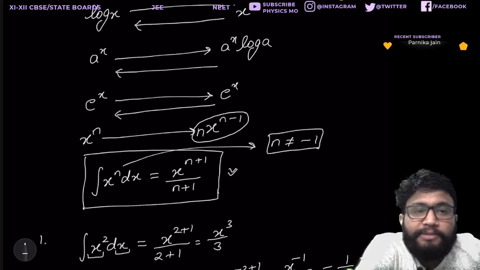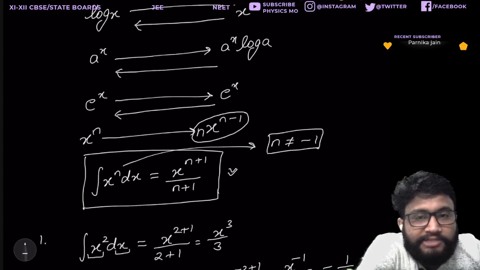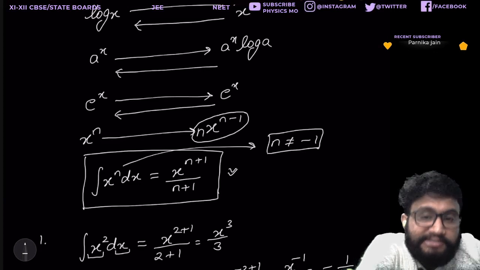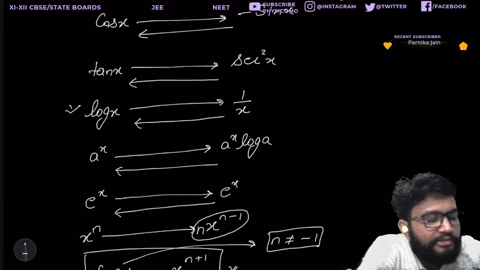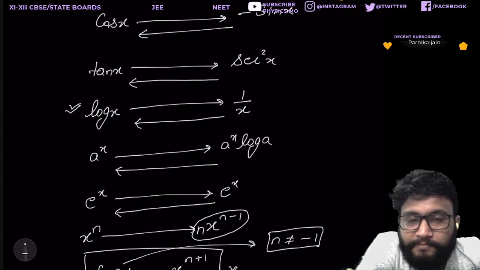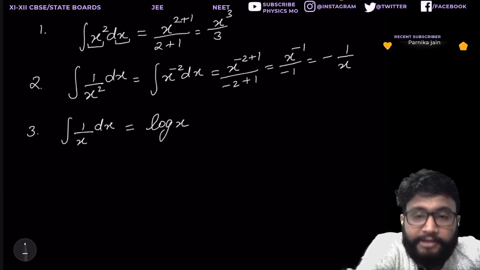We do not have any clear meaning for that yet. That is why we have used this condition, n cannot be equal to minus 1. If n is equal to minus 1, then you can integrate using a different equation, because x raised to power minus 1 means you have to write it as 1 upon x.